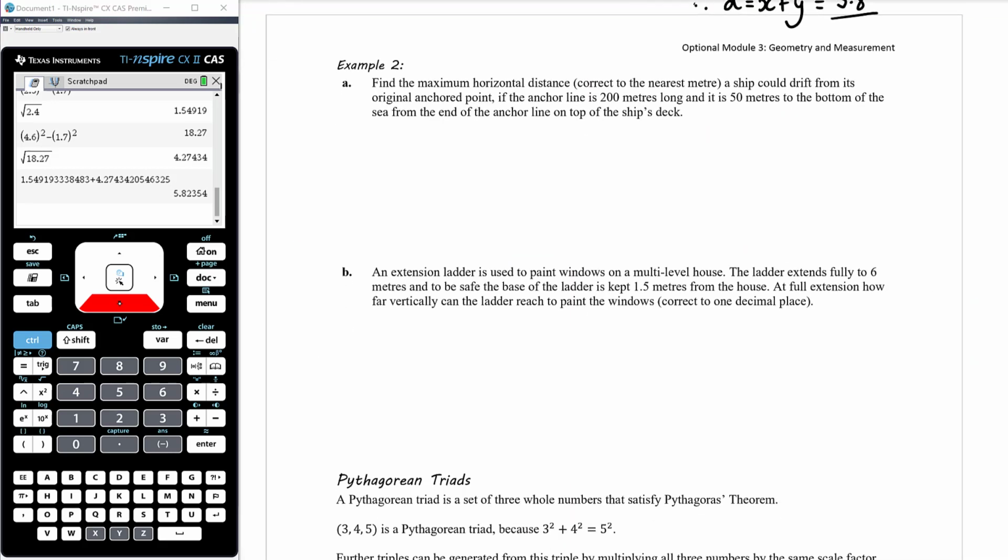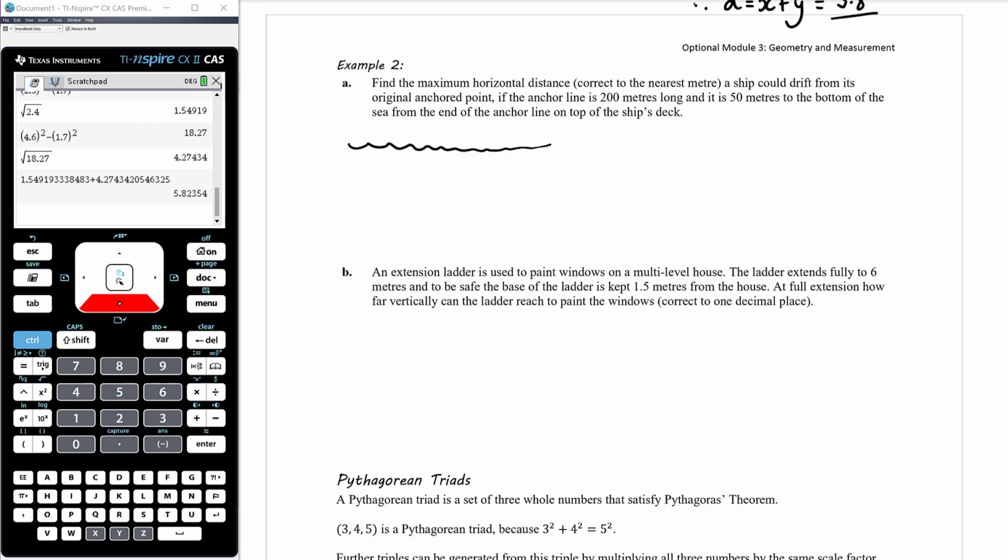Find the maximum horizontal distance, correct to the nearest metre, a ship could drift from its original anchored point if the anchor line is 200 metres long and it is 50 metres to the bottom of the sea from the end of the anchor line on top of the ship's deck. Okay, so we have got the sea.